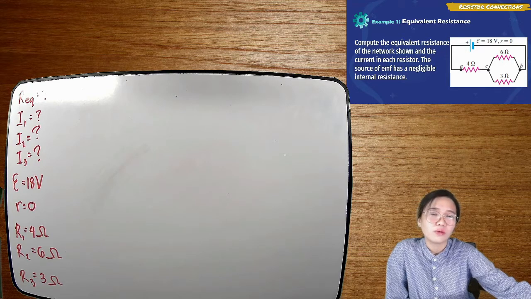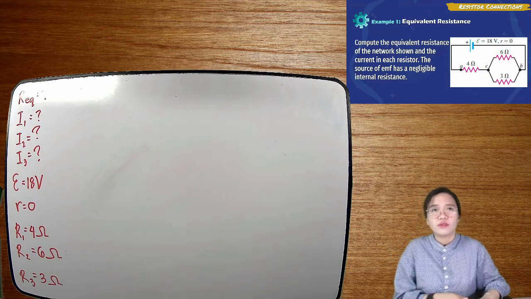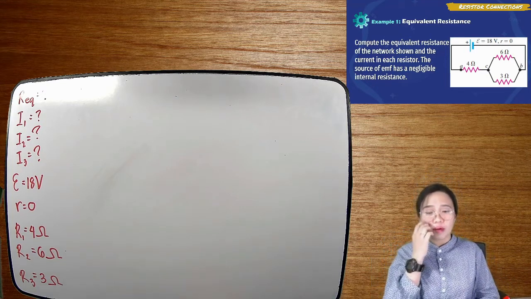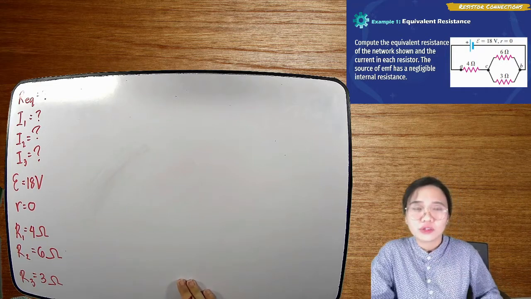Okay, so we cannot combine the 4 ohms and the 6 ohms first. We need to have first the parallel of 6 ohms and 3 ohms before we put it in series with the 4 ohms. Okay? So now we need to solve for the REQ. We'll solve first the parallel part of the connection.